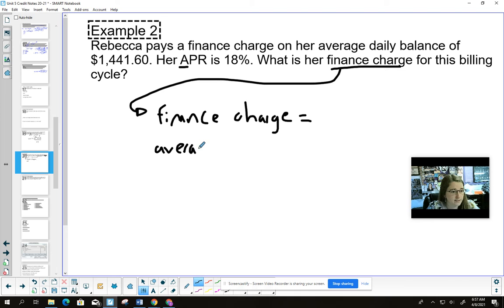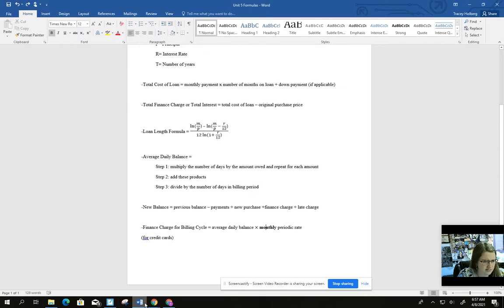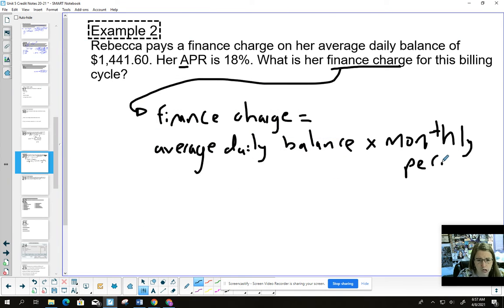Average daily balance times, they call it the monthly periodic rate on the formula sheet, I believe. It means the exact same thing as monthly interest rate. Monthly periodic, I think is what it says. Periodic. There we go. Again, this is the monthly interest rate.